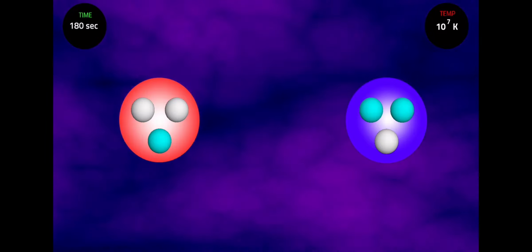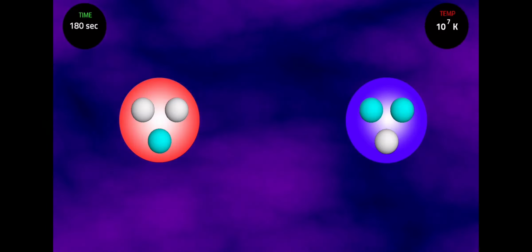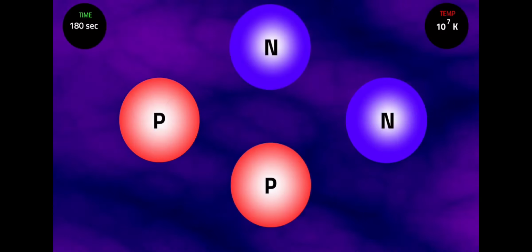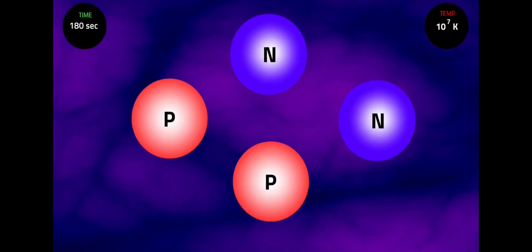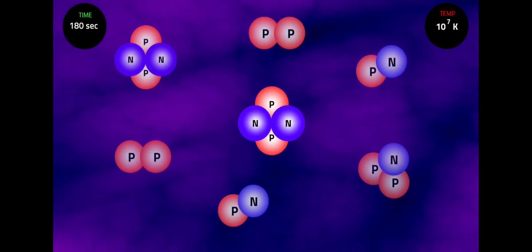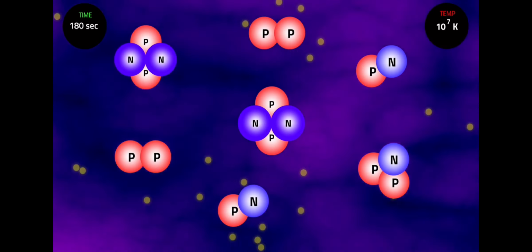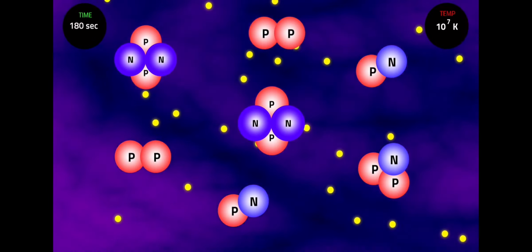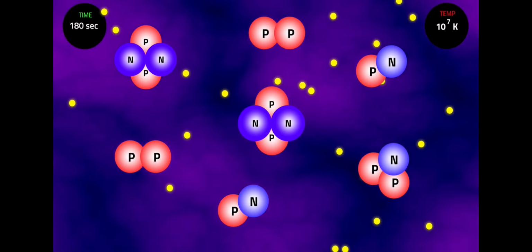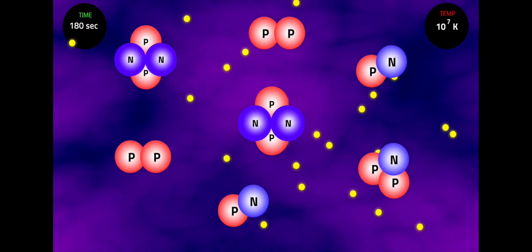Now it's 3 minutes after the Big Bang. Our baby universe has begun to step up for the first time. Protons and neutrons come together to form the first nucleus. The universe is still too hot, so electrons aren't able to capture the nuclei. Electrons freely move through the hot universe.